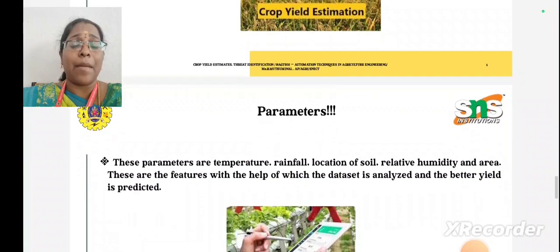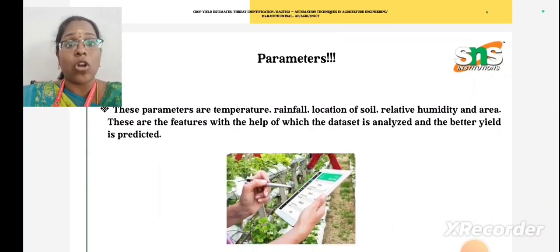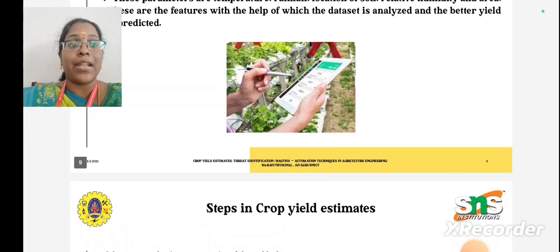So what are the parameters that have to be considered? The parameters to be considered for crop yield prediction are temperature, rainfall, location of the soil, relative humidity and area. These are the features with the help of which the dataset is analyzed and the yield is better predicted with ANN models. So these are the parameters that have to be considered when we do the analysis.